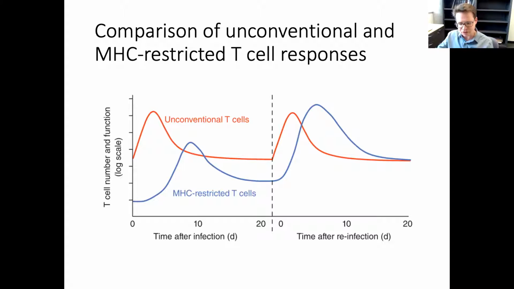In contrast to conventional T cells, unconventional T cells are already circulating in a kind of memory state, and they're already poised for rapid responses, at their effector stage. As a result, the way they respond to an initial stimulation is the same way they respond to a secondary stimulation. There's no real difference there.